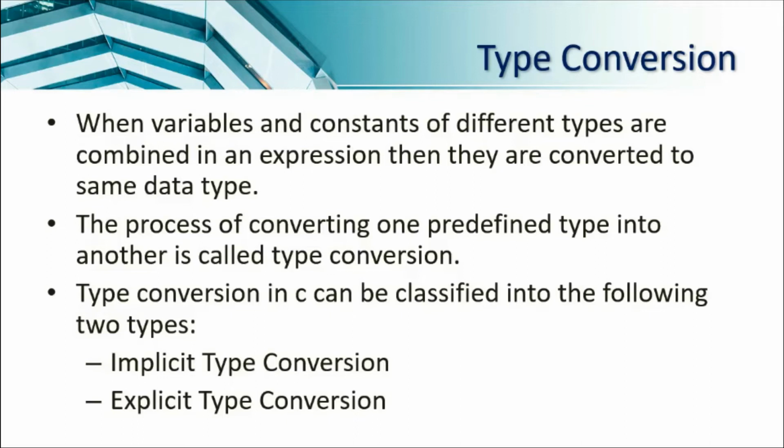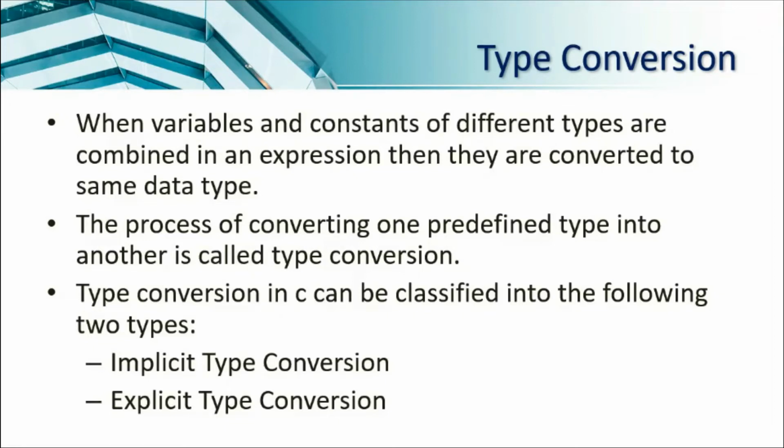Or in some cases, a float is to be converted to double. That is also type conversion. Or a character is to be converted to integer. That is type conversion too. And type conversion in C can be classified into two groups. The two types are the implicit type conversion and the explicit type conversion.